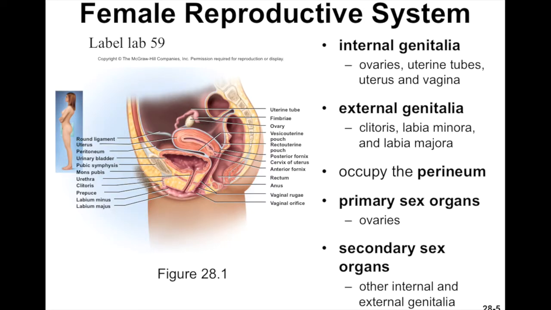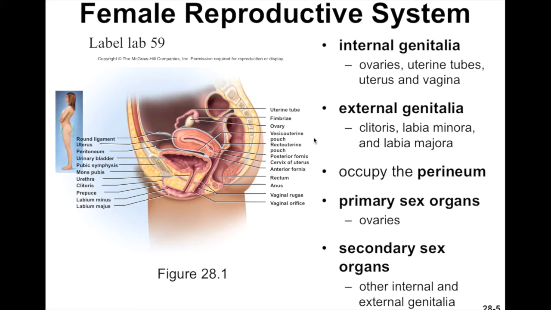Okay. So there are internal genitalia. When we talk about that, we're talking about ovaries, uterine tubes, uterus, and the vagina. When we talk about external genitalia here, these are going to be the clitoris, the labia minora, and the labia majora. Okay? So these are actually the internal organ systems occupy the perineum. Still, that's the internal segment right here.